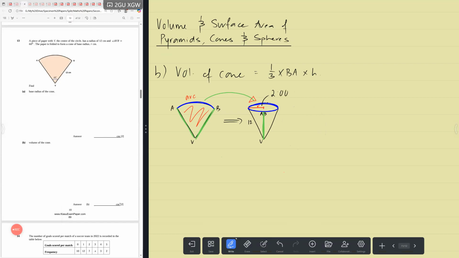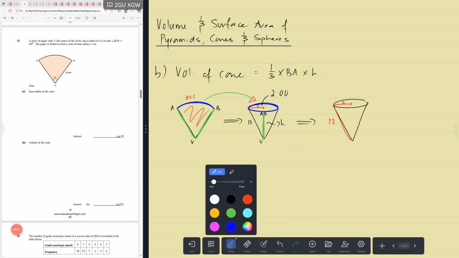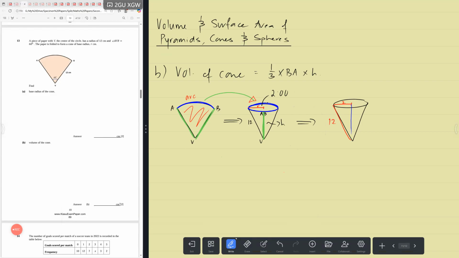The height is shown here in green. The way to find the height is by applying Pythagoras theorem. Let me show you another diagram. This is our cone, this is our radius of 2, and the slant height here is equal to 12. Our objective is to find our height, which is in blue here.